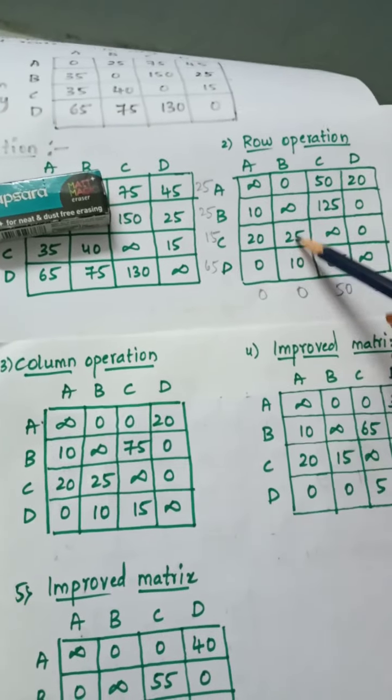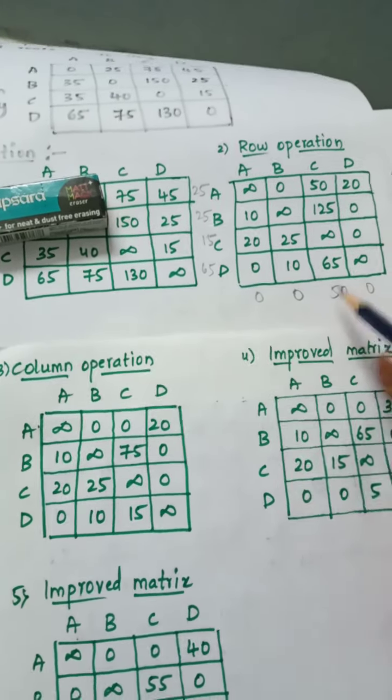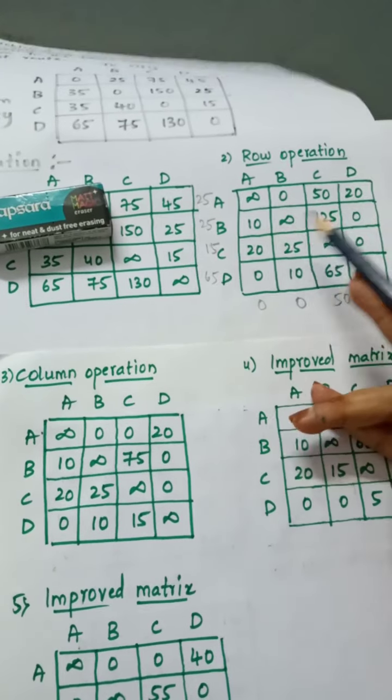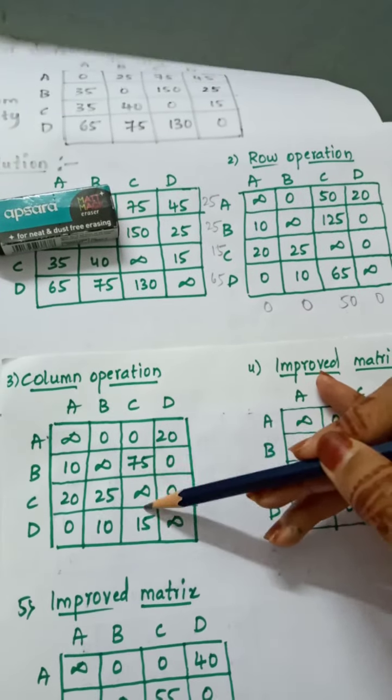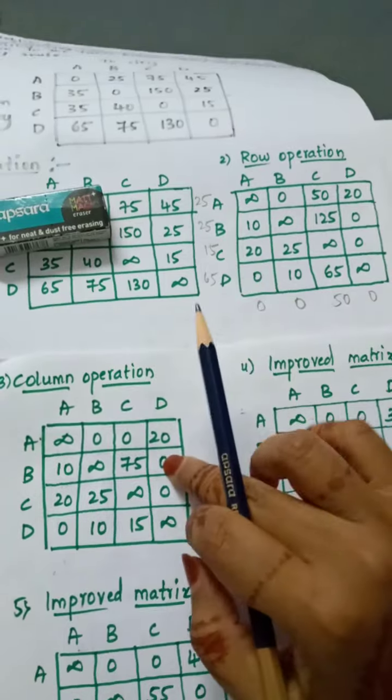Next column also same values. In this next third column, 50 is the minimum value. So 50 minus 50, 0. Next 125 minus 50, 75, infinity. Next 65 minus 50, 15. This is the column operation.